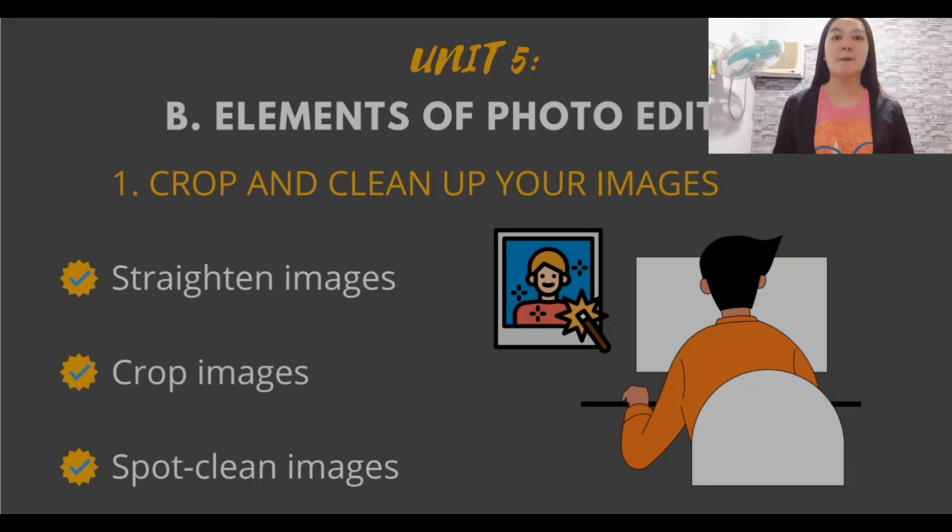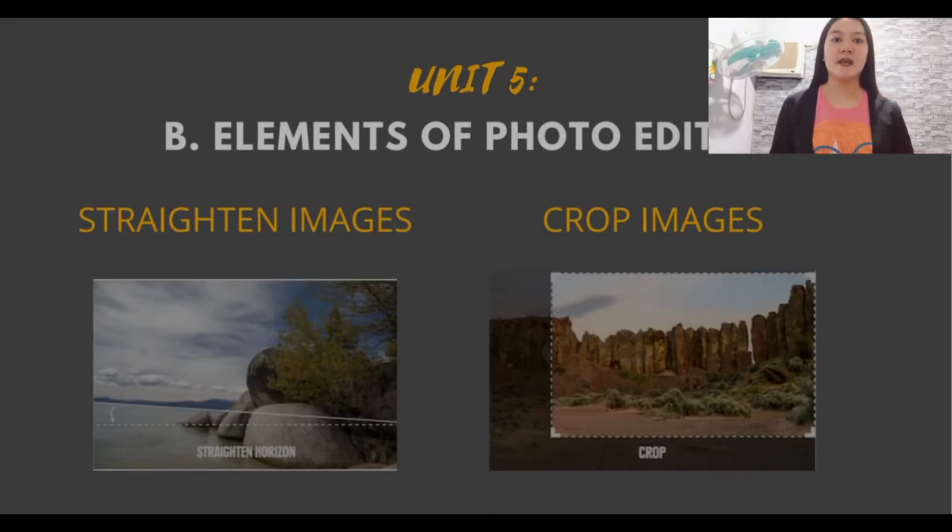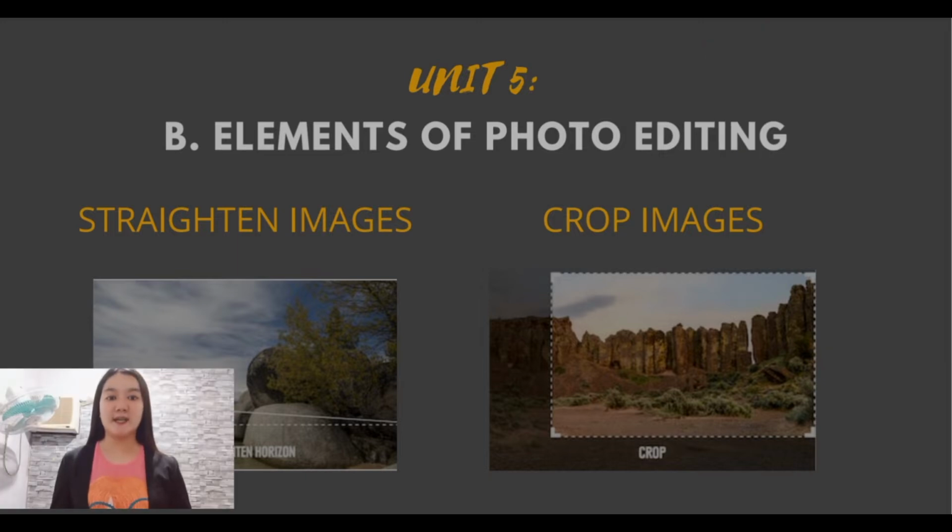Number 1, crop and clean up your images. Then, straighten images. It's always better to pay attention to be sure your horizon is horizontal when you shoot, but straightening is also an easy first editing step. Then, crop images. It's best to crop to improve minor compositional details like distracting elements at the edge of the frame or repositioning your subject slightly.